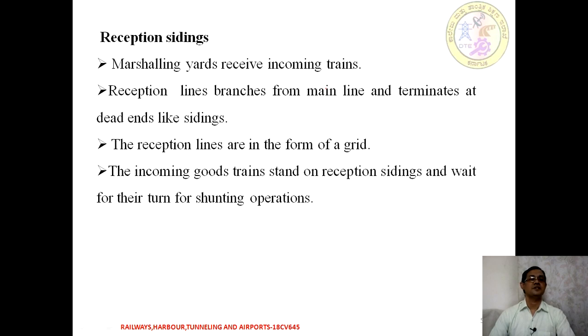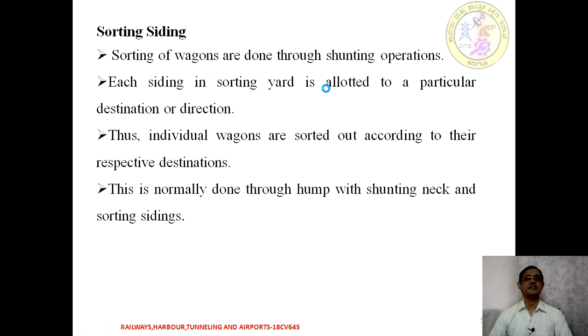Moving to the reception siding, the marshalling yard receives the incoming train. Reception lines have branches from the main line and terminate at a dead end like a siding. That is what the reception comprises. The reception lines are in the form of a grid. Incoming goods trains stand on a reception siding and wait for their turn for the shunting operation. Next is sorting. Wagons are sorted through the shunting operation.